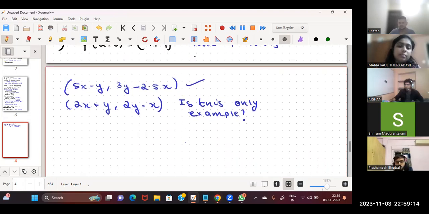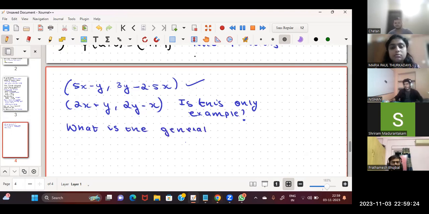So another such example. What's the general form of our nice function? Can anyone tell me what's the general form that we see here for our nice function? Guys?